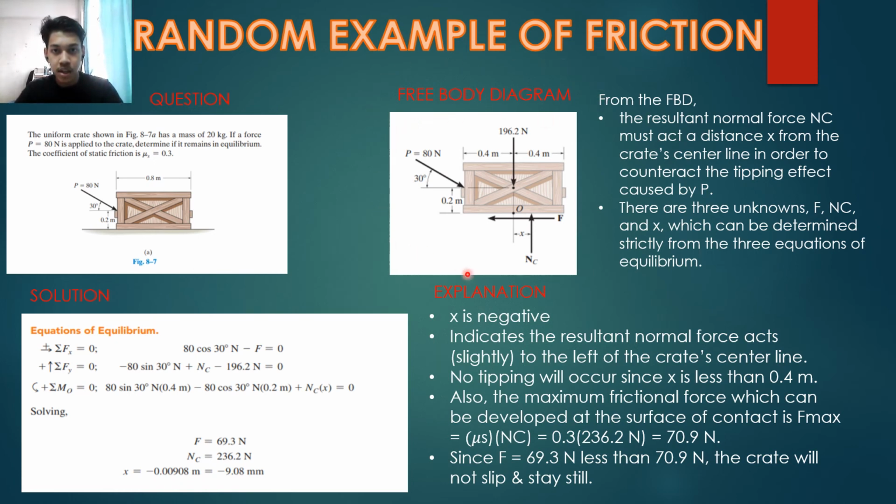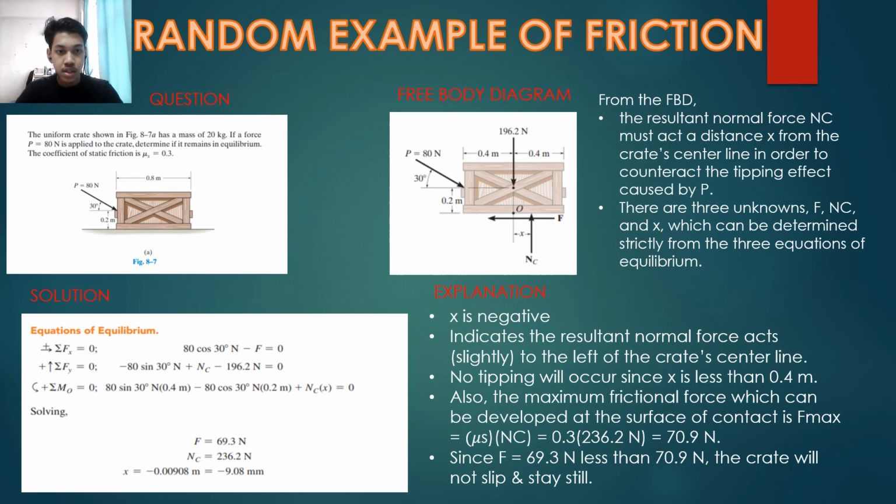This is the free body diagram that we got from this picture. From this free body diagram, we know that the resultant normal force, NC, must act at a distance x from the crate center line in order to counteract the tipping effect caused by P. Next, there are three unknowns, which are F, NC, and X, which can be determined from the three equations of equilibrium. Now that we know the unknowns, we may begin the calculation.